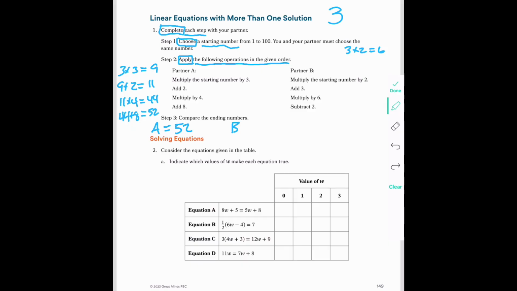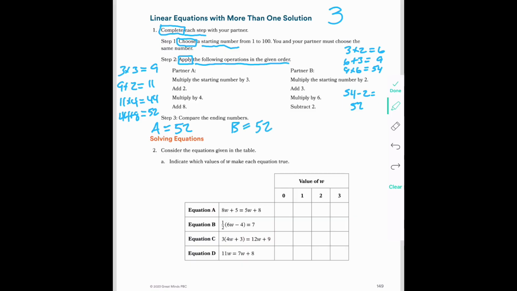Then it says add 3. So then 6 plus 3 equals 9. Then it says multiply by 6. So then 9 times 6 equals 54. And then last thing, subtract 2. 54 minus 2 equals 52. So if I was partner B, I also got 52.